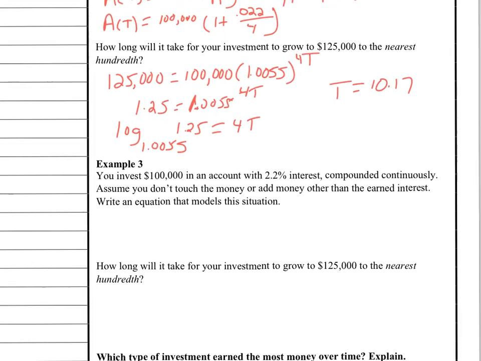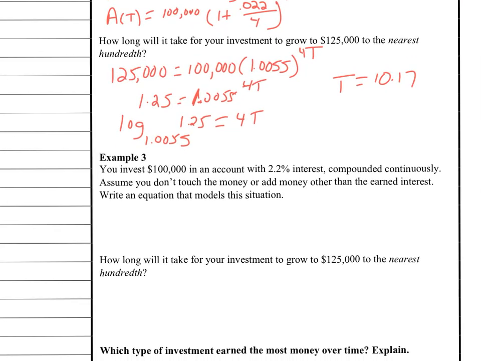So, again, you invest $100,000. Man, don't we wish we had $100,000. In an account with 2.2% interest. So again, here we go. But now it's compounded continuously. So you want to pay attention to that word, whether it's compounded once per year, 4 times per year, or continuously. In this case, continuously is the key word there. So because of that, we're going to be using E. Assume you don't touch the money, write an equation that models it.